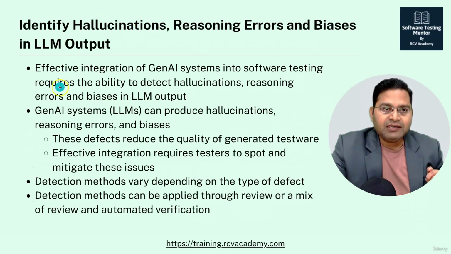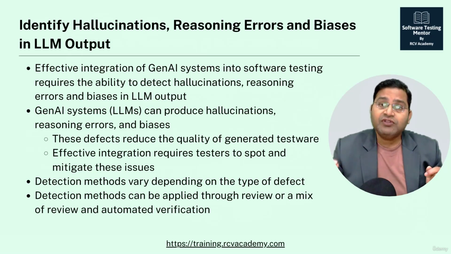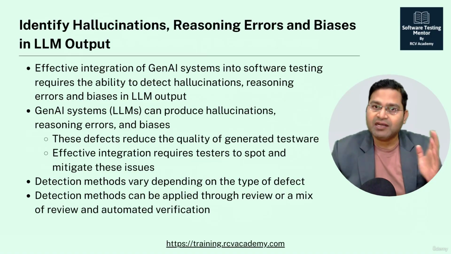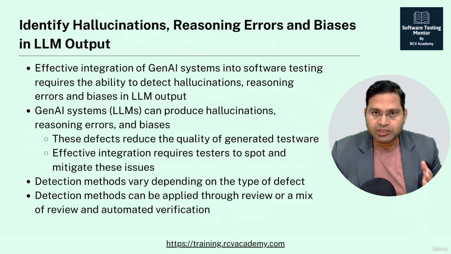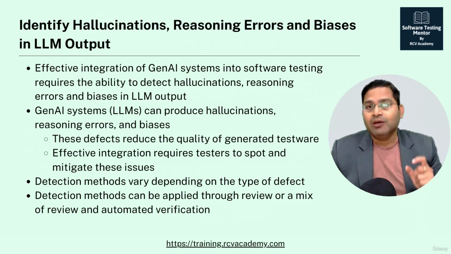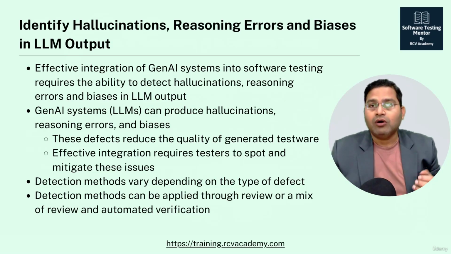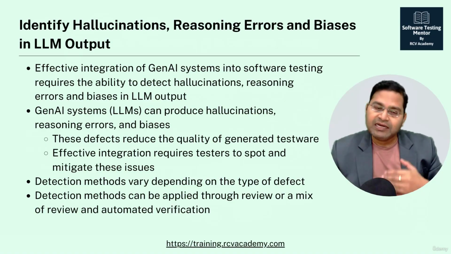So let's understand what are the ways to identify these defects. Effective integration of the generative AI system into software testing requires the ability to detect hallucinations, reasoning errors and biases in the LLM output. Why? Because when you are using a generative AI solution in software testing, you should be able to identify whether the output that you are getting is actually correct or hallucinated, or it has a reasoning error, or it has biases. There are certain techniques to identify that, and we'll understand those one by one.